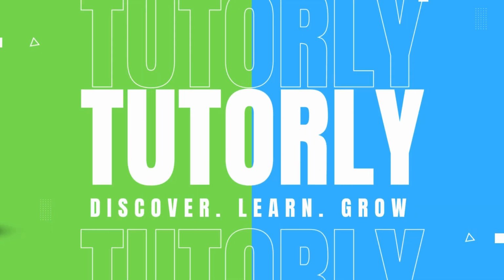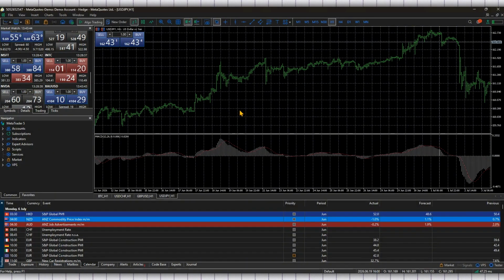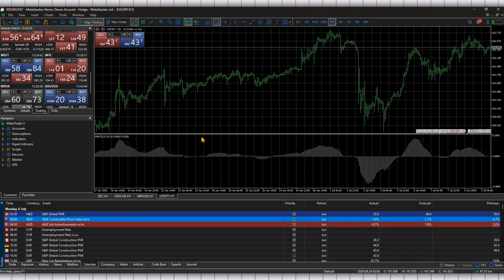So in today's video, I'm going to show you exactly how to use the depth of market feature on MetaTrader 5. Understanding how to navigate and utilize this feature can significantly enhance your trading strategy by providing detailed insight into market liquidity and the flow of supply and demand.